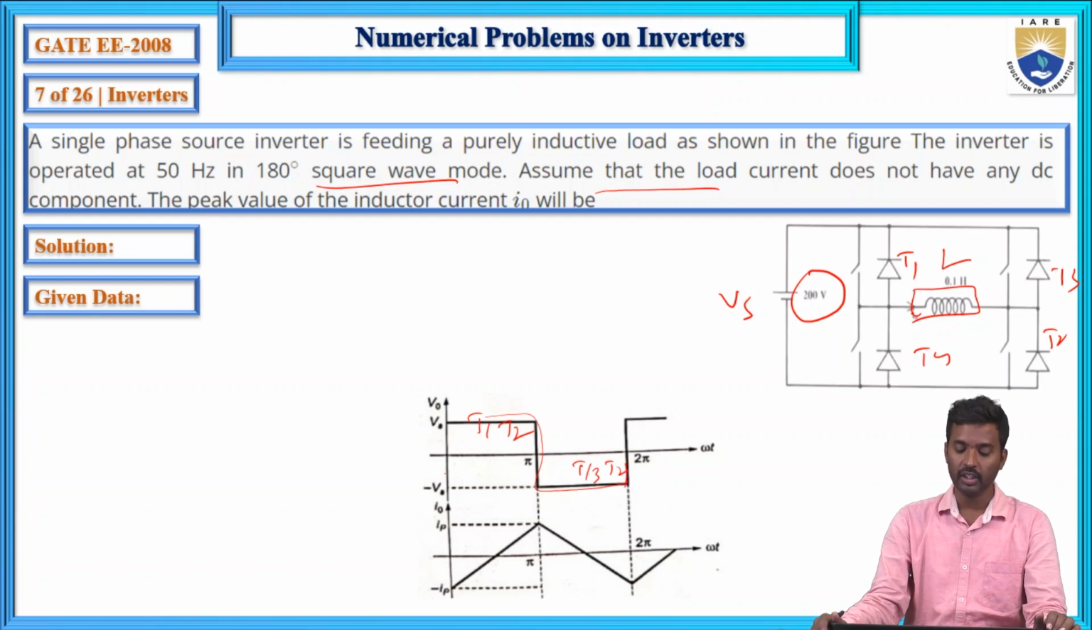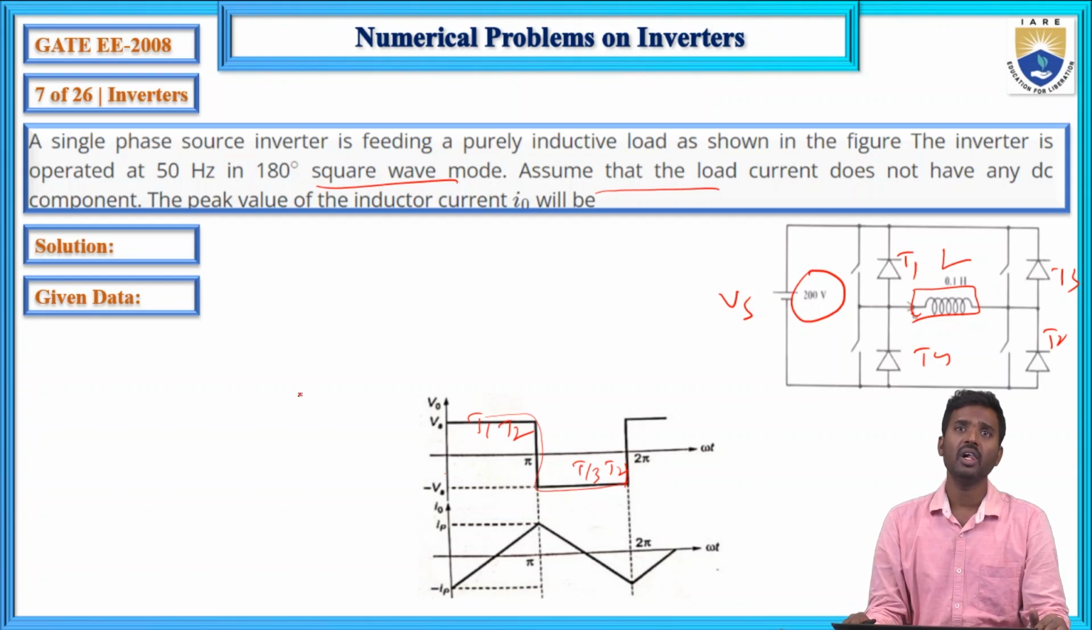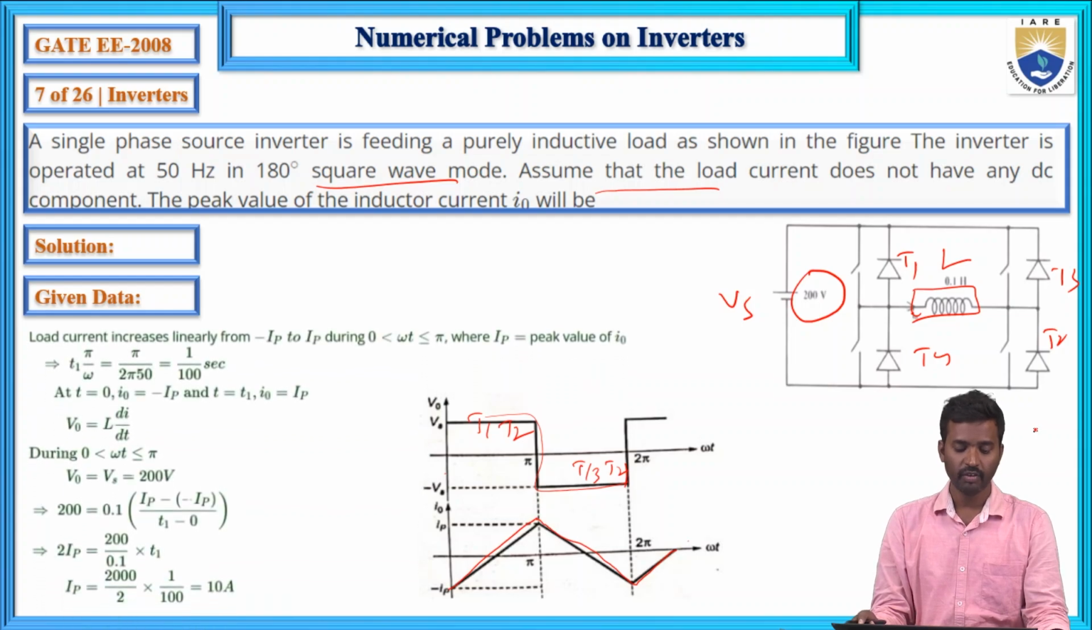And next, here it is a purely inductive load, so D1, D2, D3 also will come into the picture. And next, what is the peak value? This is the current waveform for a purely inductive load. So for a purely inductive load, what will happen?